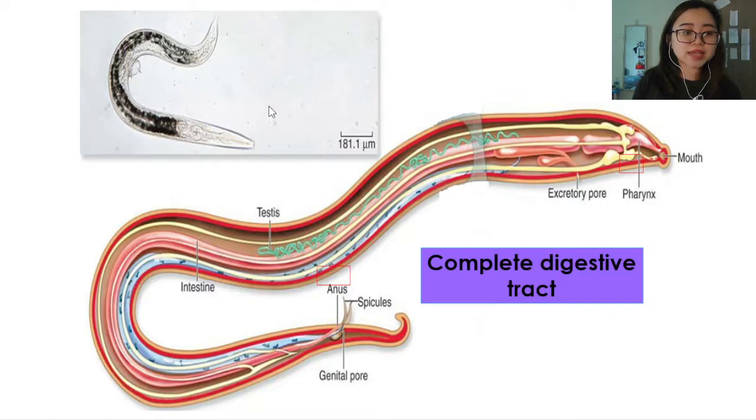So this is once again a diagram showing the complete digestive tract that you can see on a nematode. Mouth starts here. Digestive tract goes all the way throughout the body until it goes out at the anus. So once again, complete digestive tract, different holes for mouth and anus. Very good invention.